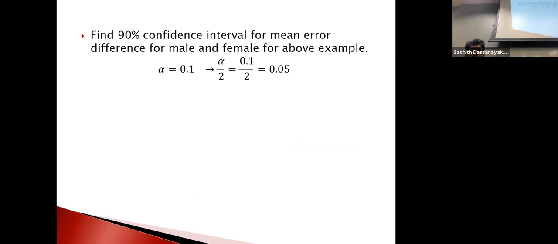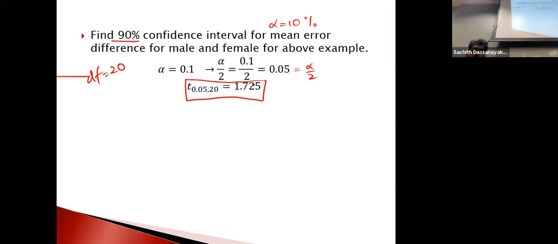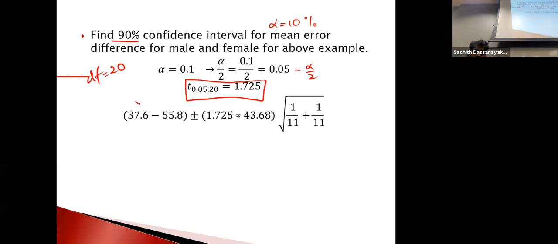In this problem, let me use the previous problem for this case. 90% confidence interval, which means our alpha is 10%, as we mentioned last time. Based on that, alpha over 2 is 0.05. So first go to the T table and find this value, T alpha over 2 comma degrees of freedom. Degrees of freedom is 20, right? Using the T table, you can find that the value is 1.725.